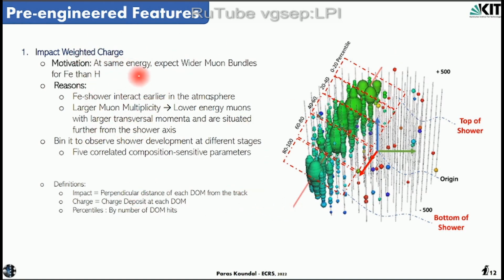The motivation is simple: at the same energy we expect wider muon bundles for iron than proton. The simple motivation is that iron showers interact early in the atmosphere, which I think you also remember from the Xmax discussions earlier. And they also have larger muon multiplicity, so larger transversal momenta in principle, and that's why in combined effect we expect wider muon bundles.